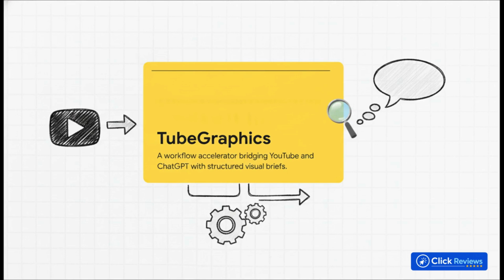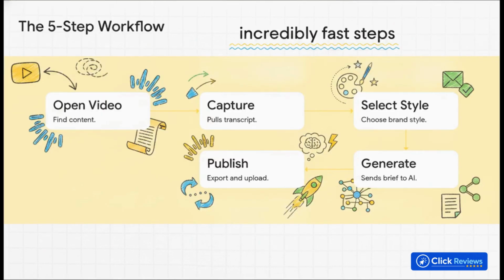TubeGraphics is defined as a workflow accelerator. Basically, it acts as a bridge between YouTube and your existing ChatGPT account. It automatically extracts the video transcripts and then feeds beautifully structured visual briefs directly into ChatGPT. So it's not replacing your AI, it's making your AI dramatically more useful by handling all the messy, tedious data entry for you. The sources break this down into a hyper-fast pipeline.